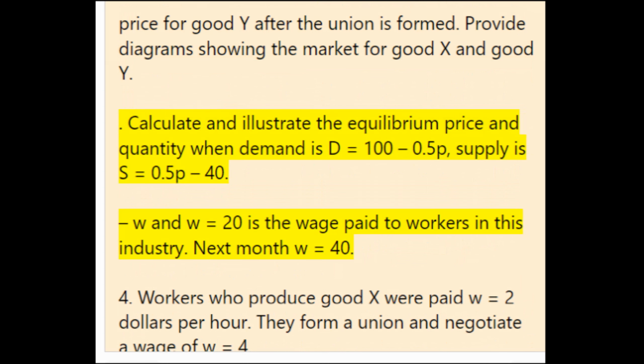Calculate and illustrate the equilibrium price and quantity when demand is D = 100 - 0.5P and supply is S = 0.5P - 40 - W, and W = 20 is the wage paid to workers in this industry. Next month W = 40.